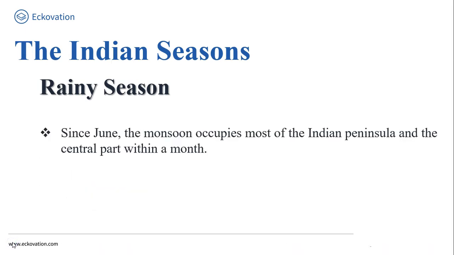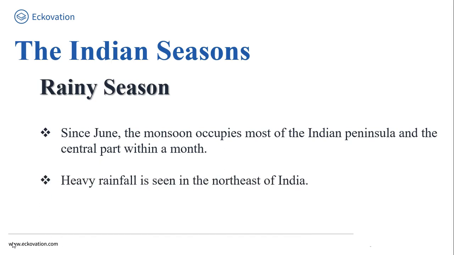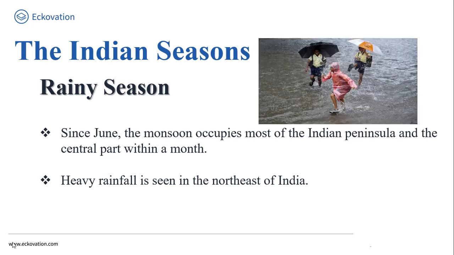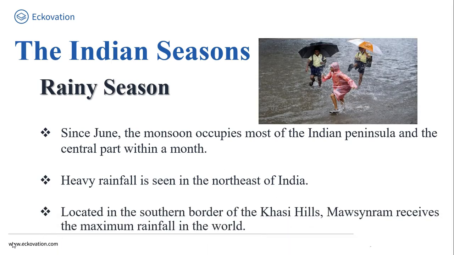My dear friends, in India, since June, the monsoon occupies most of the Indian peninsula and the central part within a month. Friends, when we talk about the intensity of rainfall, heavy rainfall is seen in the northeast of India. And my dear friends, Mawsynram, located on the southern border of the Khasi Hills, receives the maximum rainfall in the world.